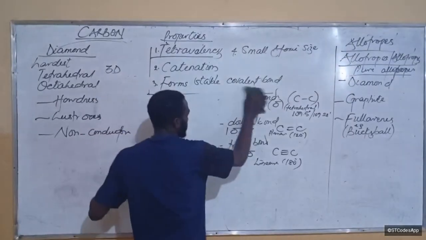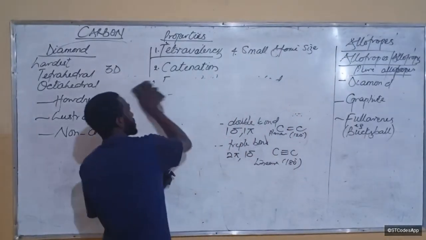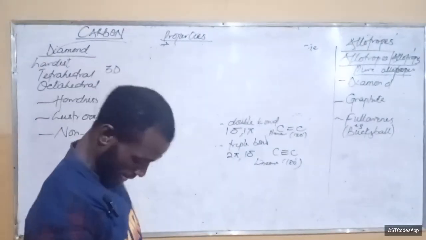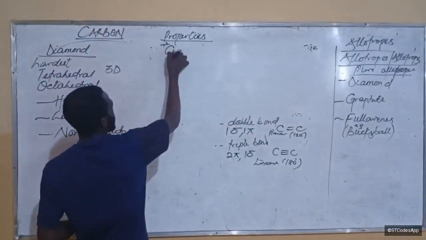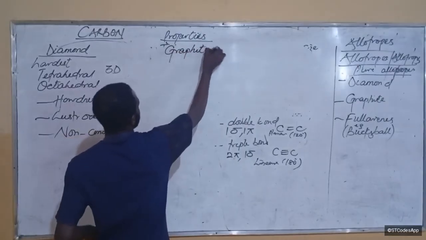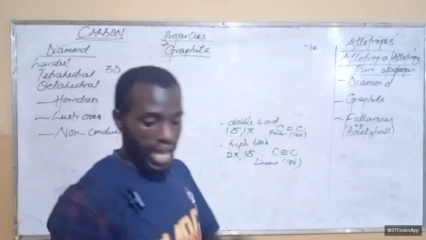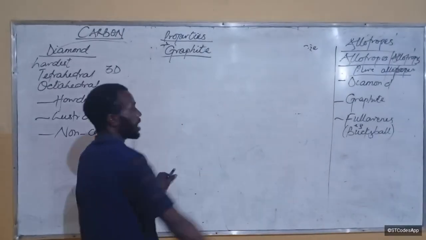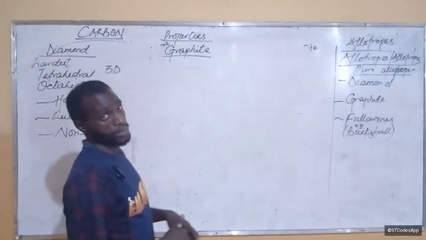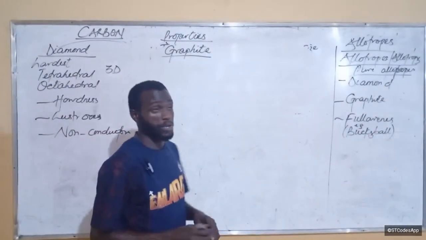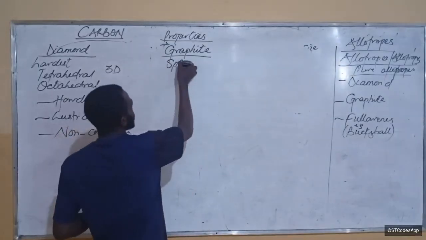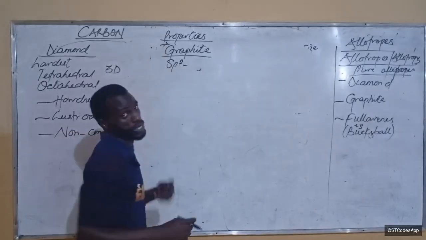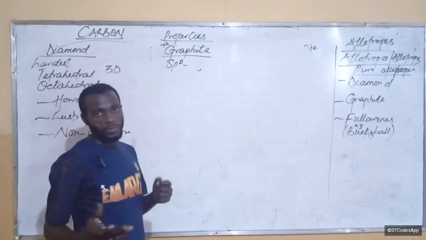Then let's talk about graphite. All of the carbons in diamond are sp3 hybridized. Now what about graphite? Graphite is another allotrope of carbon. It is a little bit different from diamond in the sense that graphite is made up of sp2 hybridized carbons, with sp2 covalent bonds. I don't want to go deep into hybridization here, but it's pretty much the same.